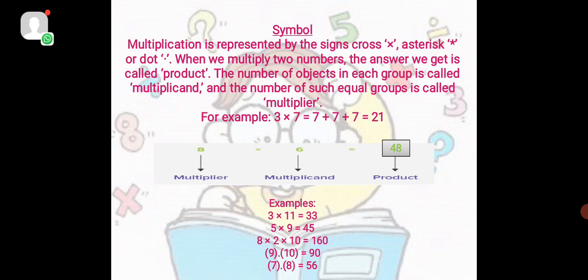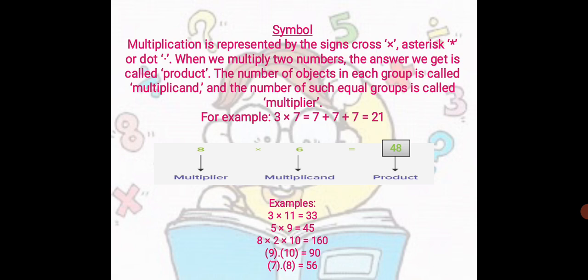Now, one example I am showing to you. 8 into 6 is 48. We all know 8 into 6 is 48. 8 multiplied with 6, the result we will get is 48. Here 8 is said to be the multiplier, 6 is said to be the multiplicand, and 48 is the product. Remember that 8 is the multiplier, 6 is the multiplicand, and 48 is the product.